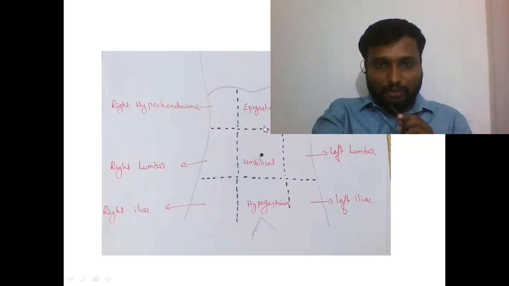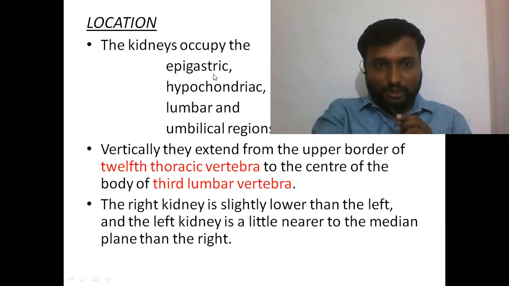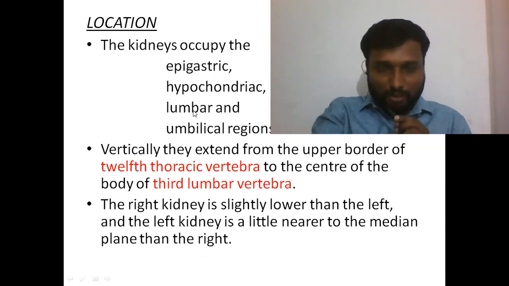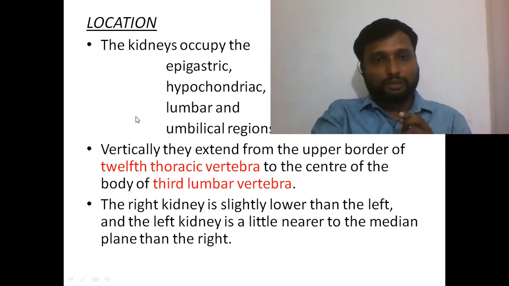Now that slide is clear. It is located in the epigastrium, hypochondrium. That means in case of right kidney, it is the right hypochondrium. In case of left kidney, it is the left hypochondrium. Then lumbar, like that. In case of right kidney, it is right lumbar. In case of left kidney, it is left lumbar. Then umbilical region. So this location is clear.